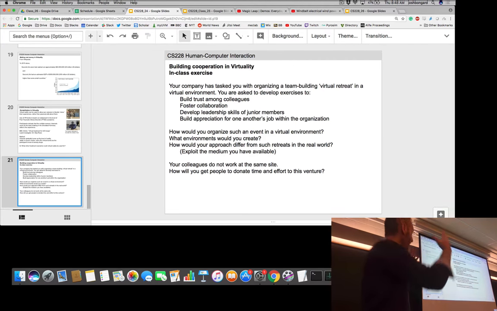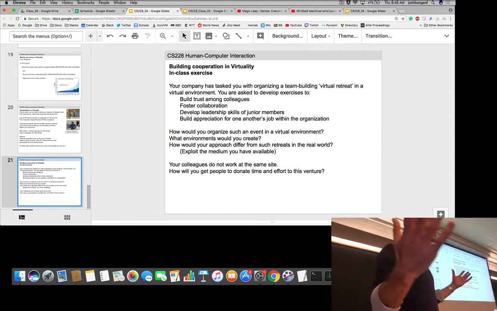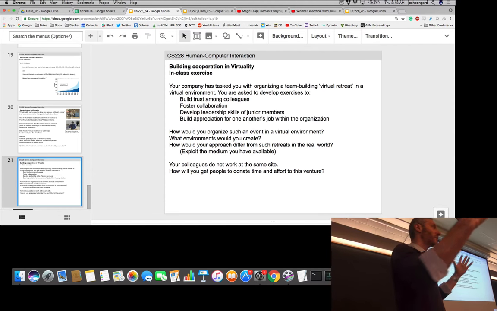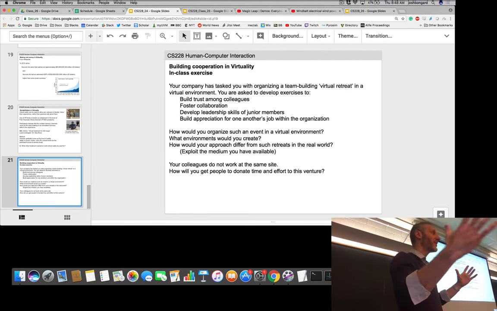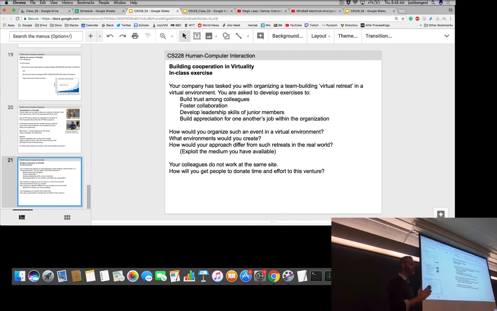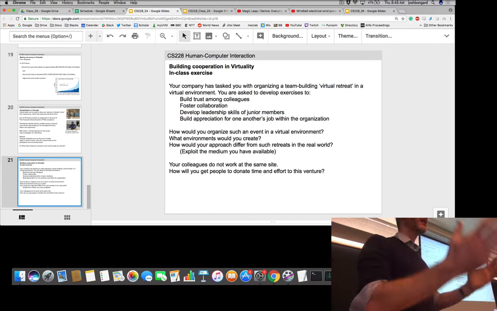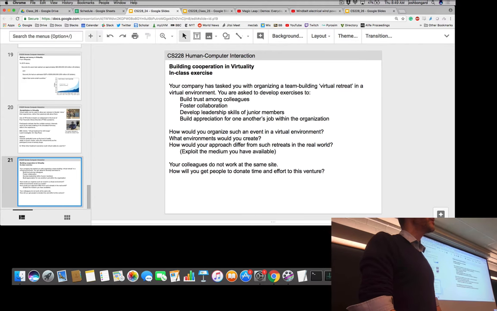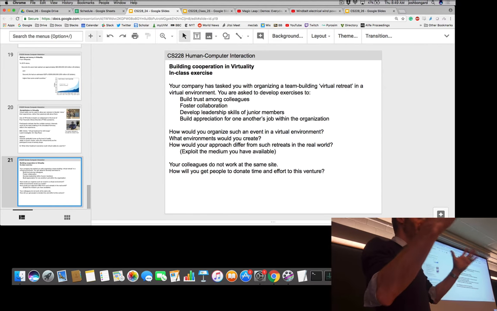So imagine this is a big company. There are a lot of people that work for this company. You may not have met some of them. Often you're working at cross purposes. Virtual retreat is an opportunity to try and bring people together, get to know one another, build trust, help one another, figure out what everyone does in the company, and try and row in the same direction. That's the basic idea. Given what we've talked about in terms of virtual reality, but also our discussions about situated and embodied cognition, I want you to focus on that aspect, right?